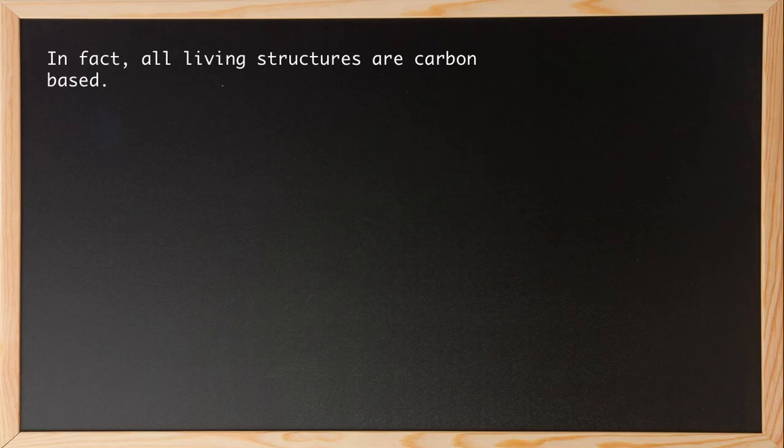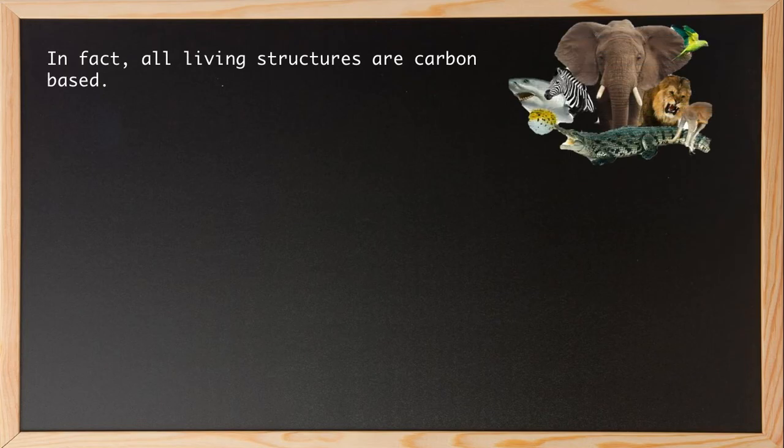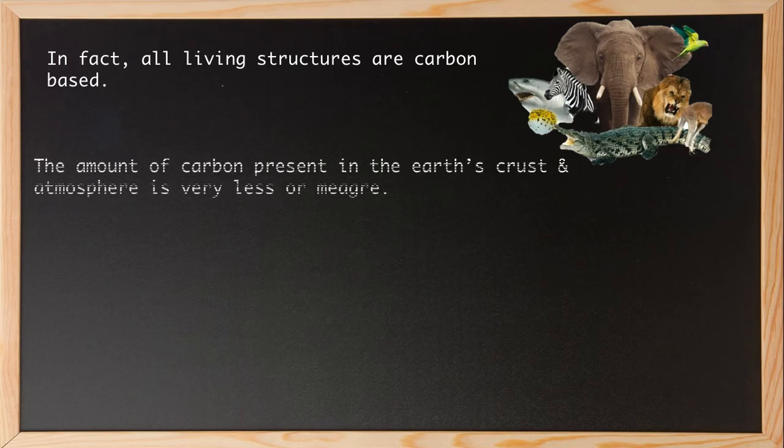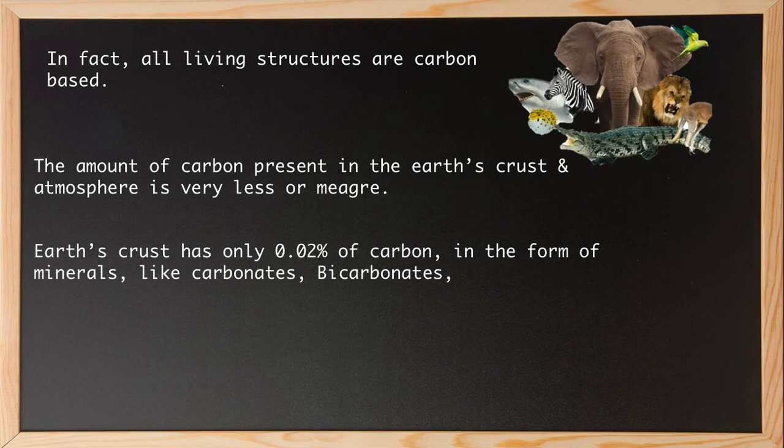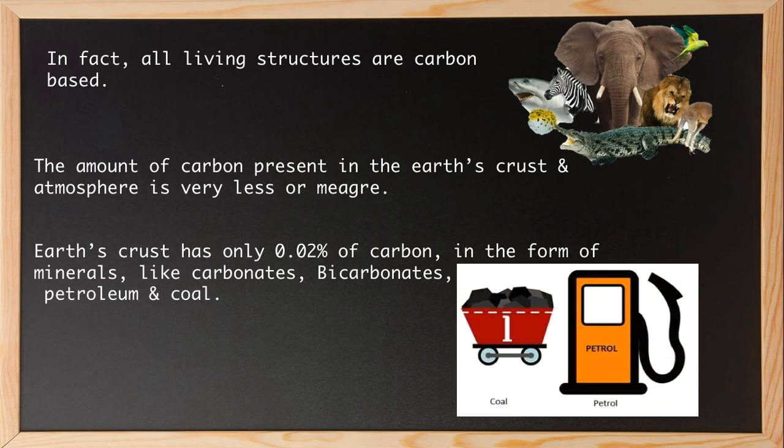In fact, all living structures are carbon based. All the living organisms like plants, animals, and human beings are made up of carbon. The amount of carbon that is present in the Earth's crust and atmosphere is very less, or meager. Earth's crust has only 0.02% of carbon in the form of minerals like carbonates, bicarbonates, petrol, and coal. So here you can see carbon is found as carbonates, bicarbonates. Bicarbonates can also be called hydrogen carbonates, and also in the form of petrol and coal. But all these add up to just 0.02%.